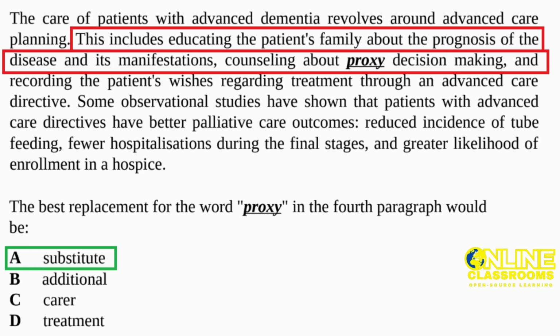B. Additional. This is not the correct answer. Additional does not convey the same meaning as proxy in this context. It does not address the idea of someone making decisions on behalf of the patient. C. Carer. This is incorrect. While a carer is someone who provides care for a person, it doesn't directly relate to the concept of making medical decisions on behalf of the patient, which is the role of a proxy in this context. D. Treatment. This is incorrect. Treatment does not convey the idea of someone making decisions on behalf of the patient. It refers to the medical interventions provided to the patient, which is not the focus of the sentence.